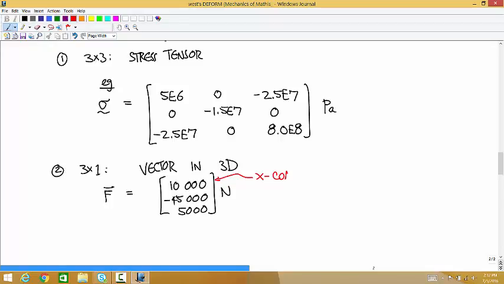So the first one is always the x component. Second one is the y component. And the third one is z.